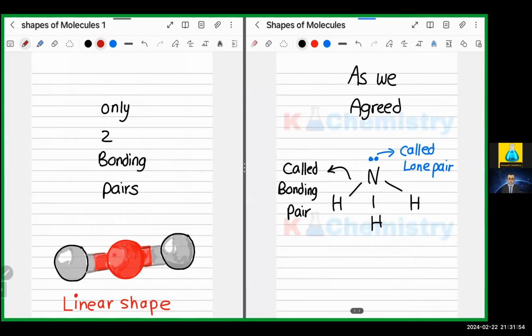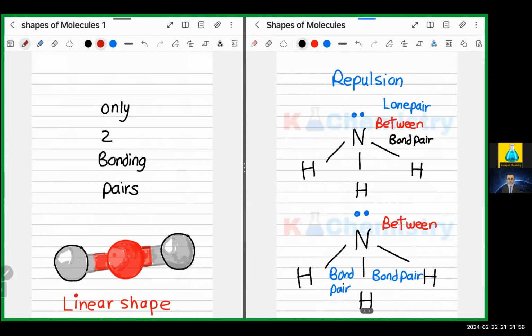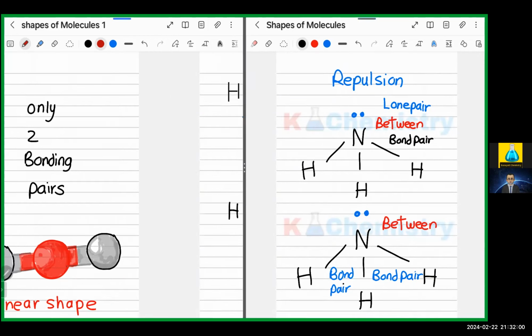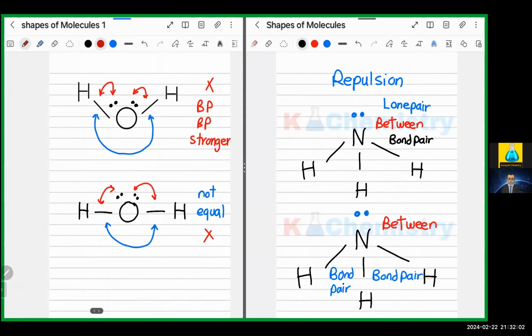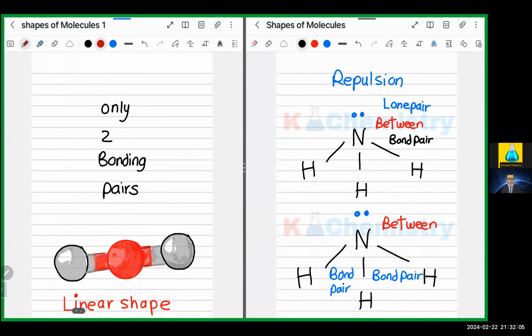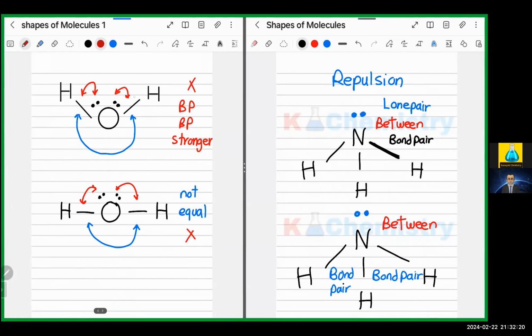As we agreed, we have lone pairs and bond pairs. There is also repulsion between the lone pair and bond pair. So I can see a repulsion here. This repulsion will be between these blue electrons, the blue circles, representing the lone pair, and the straight line, the black one, which we represented with the bond pair. There is also repulsion between the two bond pairs. You can see a repulsion between this line and a repulsion between this line. This is two bond pairs.